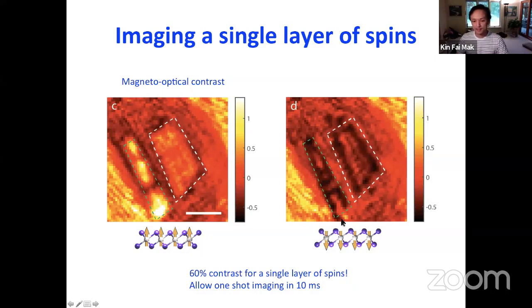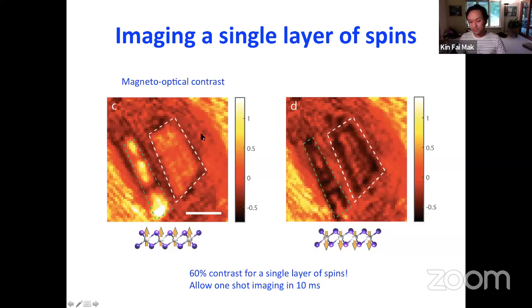And here are the spins prepared in the down direction, and you can see a reduced optical contrast compared to the substrate in the surrounding signal. With this enhanced polarization control technique, we can produce a 60% optical contrast for single layers of spins. So you can really see it by eye after this correction using polarization. That allows us to take one shot of image in 10 milliseconds. This is only a 10 millisecond exposure. We can even do faster if the camera is fast enough.